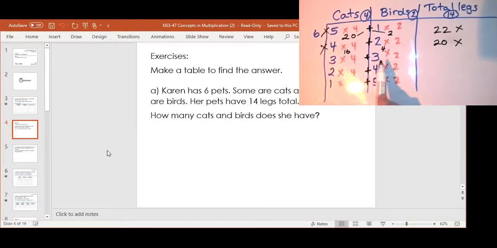Could be this one. Maybe she has 3 cats and 3 birds. Well, 3 groups of 4, the one we never forget, 12. And 3 groups of 2, that's doubles, 2 3s is 6. So 12 plus 6, well, 6 and 2 is 8, and then the 1, 18. Is that the magic number? Nope.